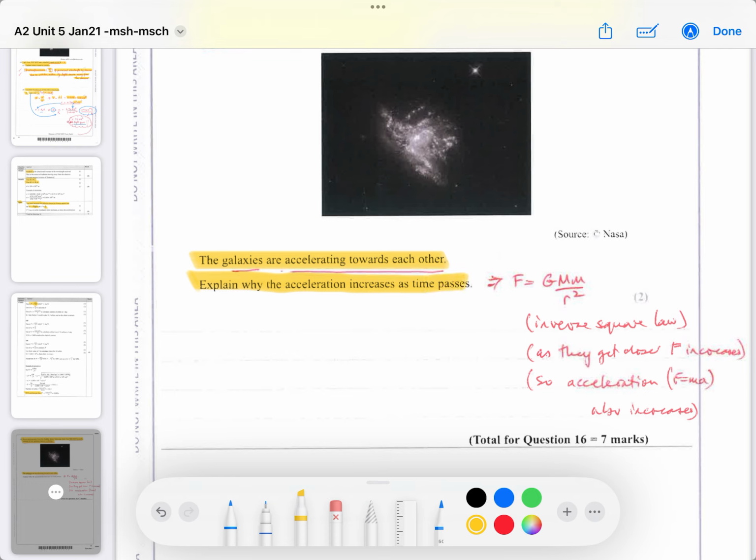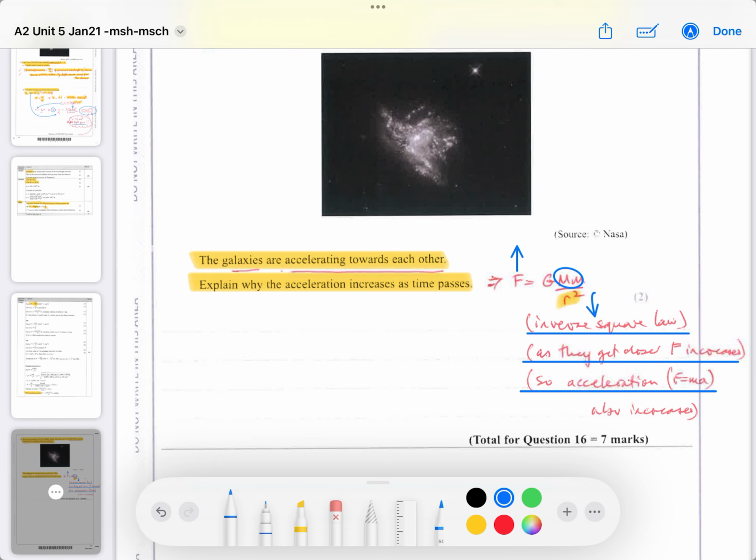Explain why the acceleration increases as time passes. Well, as time passes, if they're accelerating towards each other, r diminishes. If r diminishes, yeah, so if r goes down, that means F must go up, because we are assuming the masses don't disappear and G is a constant. It's an inverse square law. So you've got to get the two marks here. So you're talking about the inverse square law. So that's one thing you need to mention. You need to say as they get closer, F increases, and therefore the acceleration will increase. Okay?